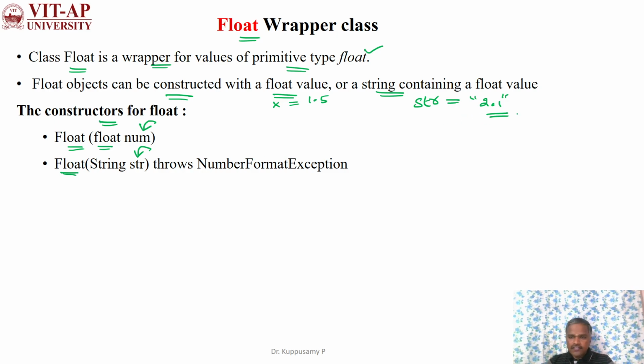Here the string is representing the floating point value, or at least a number. You can pass the number also, and it will take it as 2.0 after converting into float. Suppose you pass alphabets as a string, then it will give you the exception called NumberFormatException. The string should contain a number. It should not pass alphabets as a string.